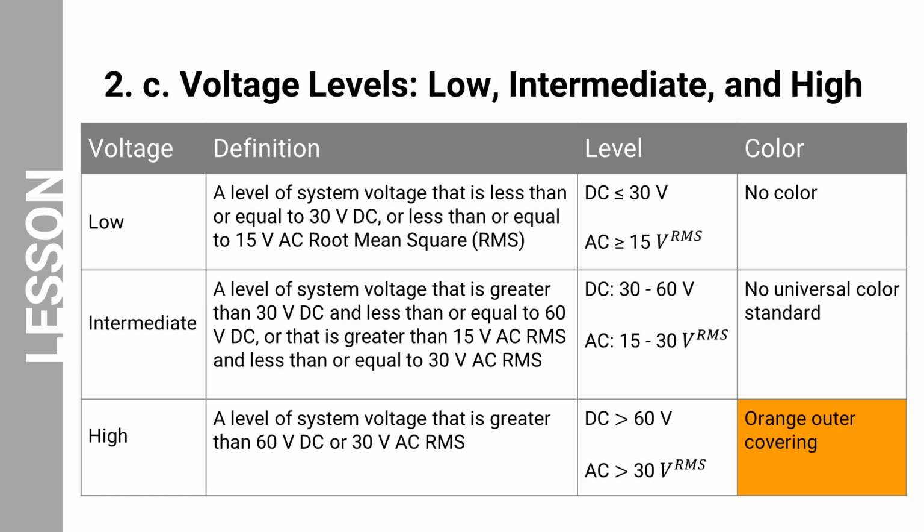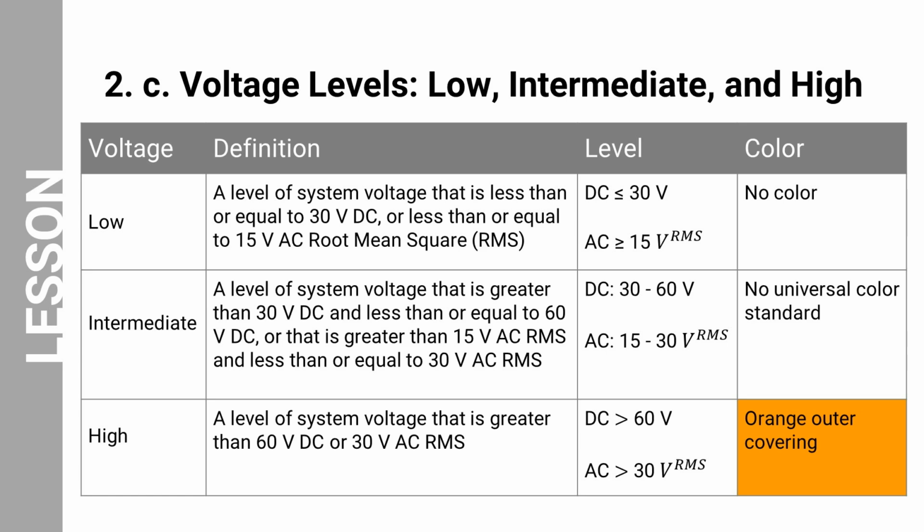Intermediate voltage is like a medium-sized lawn watering pipe with more pressure than low voltage. It ranges between 30 to 60 volts for DC or 15 to 30 volts for AC. Intermediate voltage level requires more caution. There is no universal color standard for the outer coverings for the intermediate voltage levels. General Motors has a blue outer covering for intermediate voltage levels.